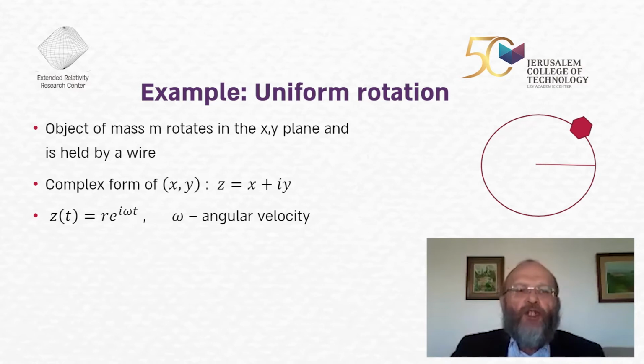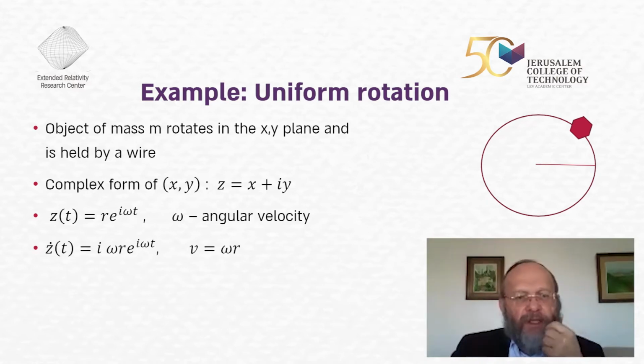We will use the polar decomposition of the complex number, z of t, at a time t. Here r could depend on the time t, but we are talking about circular motion, so r is constant, and the angular velocity is defined in such a way that the angle changes as omega times t. Omega is measured in units of radians per second.